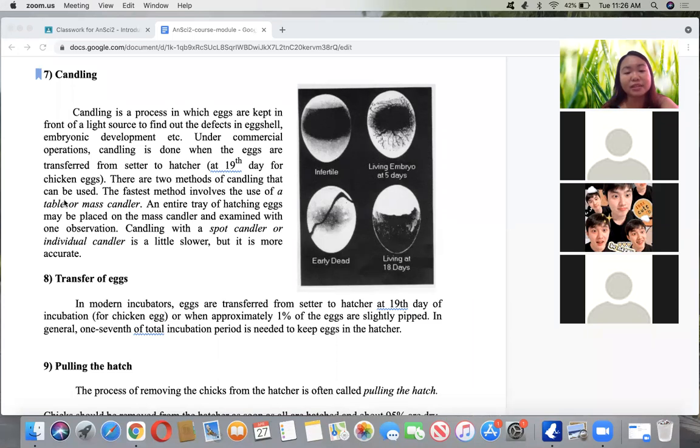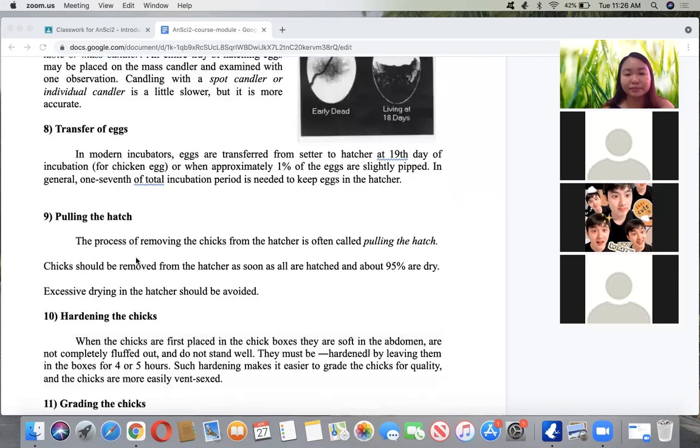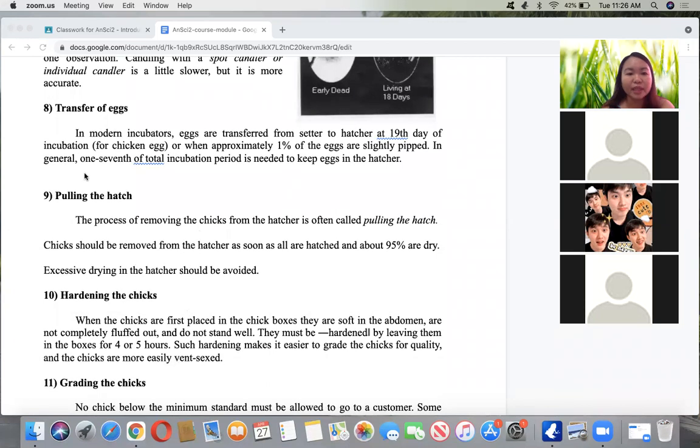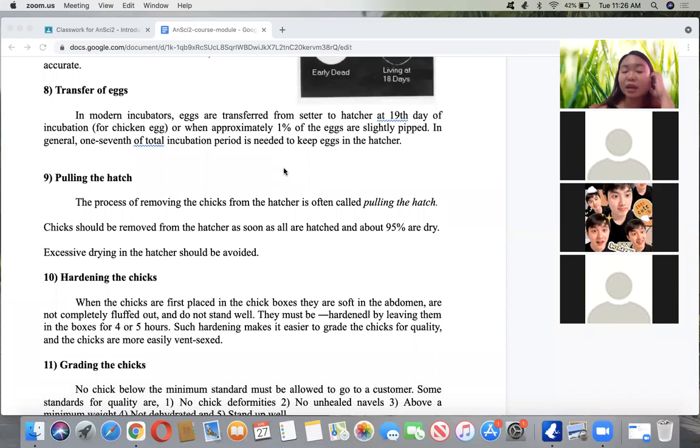And there are two methods. The fastest method involves the use of a table or mass candler. So the entire tray of hatching eggs may be placed on the mass candler and examined with one observation. And then candling with a spot candler or individual candler is slower but is more accurate pag isa-isahin. So makikita nyo sa video mamaya. And the transfer of eggs in a modern incubator, eggs are transferred from setter to hatcher at the 19th day of incubation. Then approximately 1% of the eggs are slightly pipped and 1/7 of the total incubation period is needed to keep the eggs in the hatcher. So yun yung mga percentage as observed.